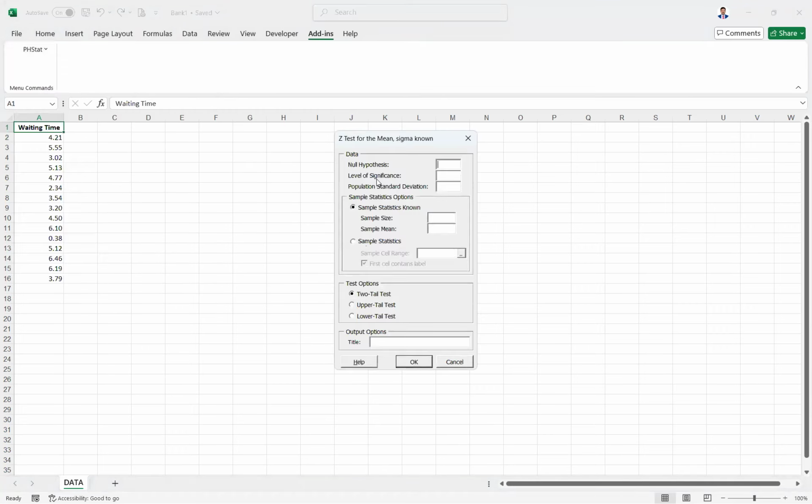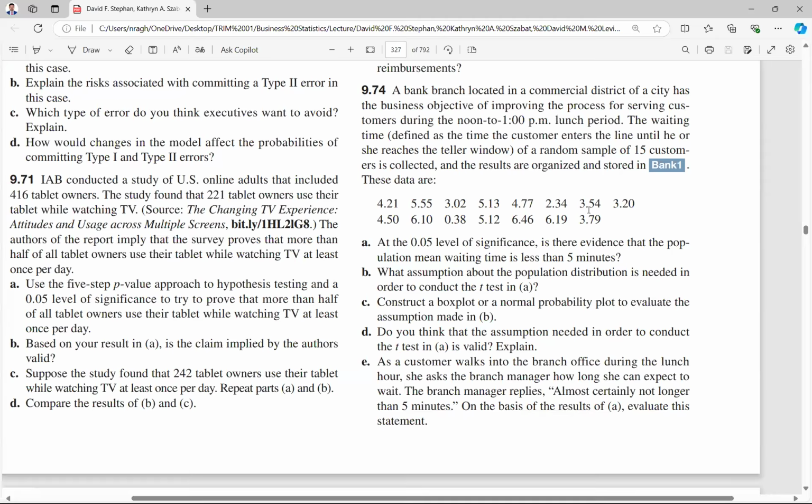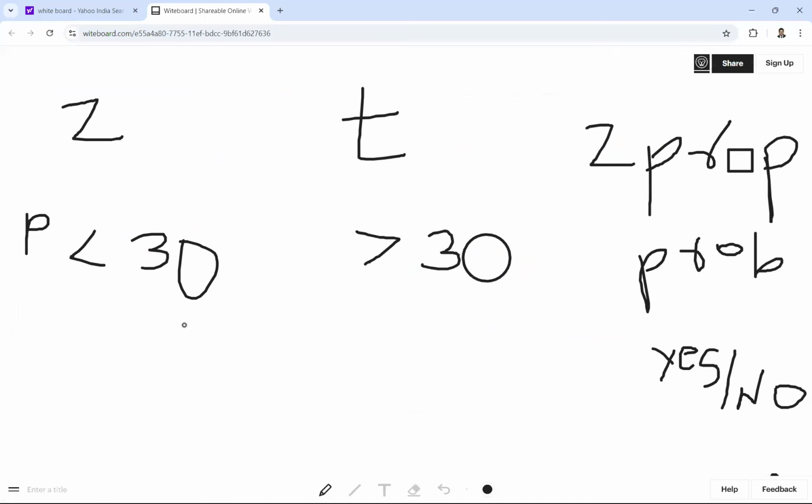But in Z test, if I click it, it is asking me for what? Null hypothesis is okay. Level of significance is given. Population standard deviation, is it given in the question? No. See the question once. Someone was asking, the number 30 is for population, right? Not the size of the sample, right? This is population size, yes. Not sample size, correct.